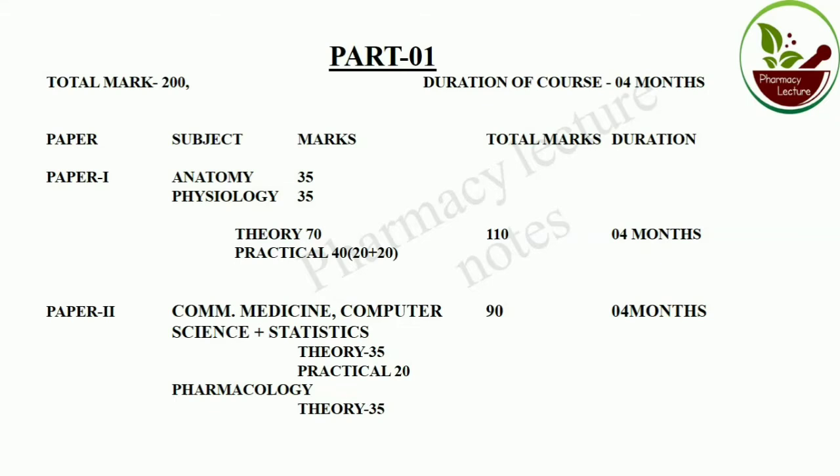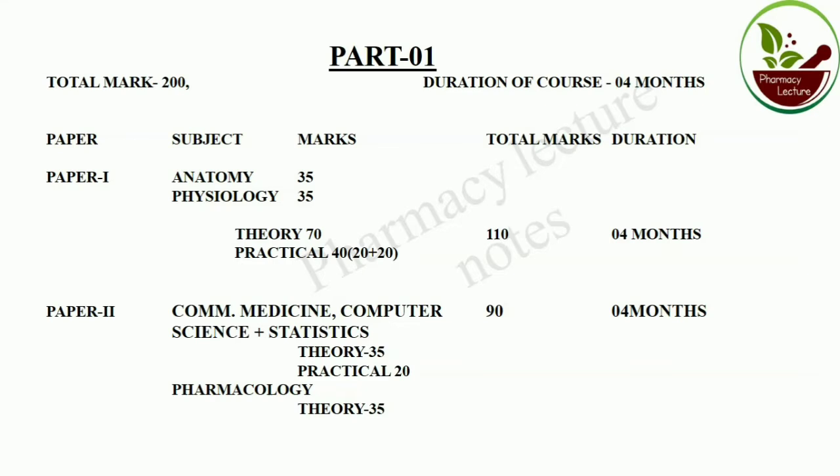one subject is community medicine, computer science, statistics. As you can see, 3 different subjects are combined together: statistics one part, community medicine one part, computer science another part. In part 1 of DMLT, 3 subjects are combined together in paper 2, and the total mark of this theory paper is 35 marks, and practical 20 marks.